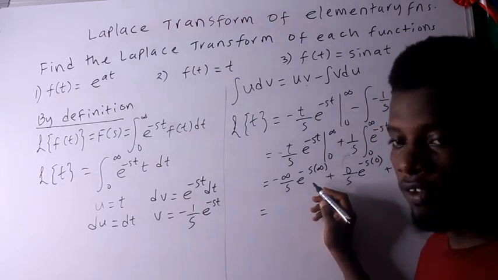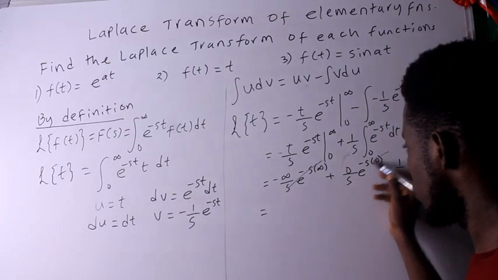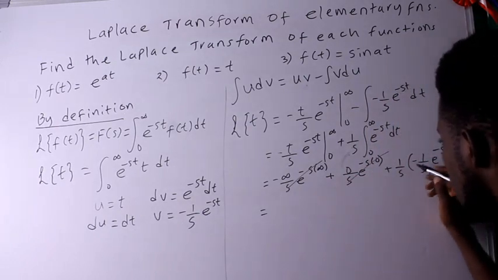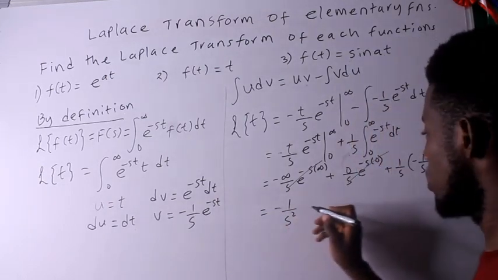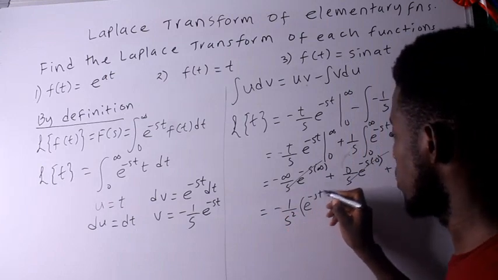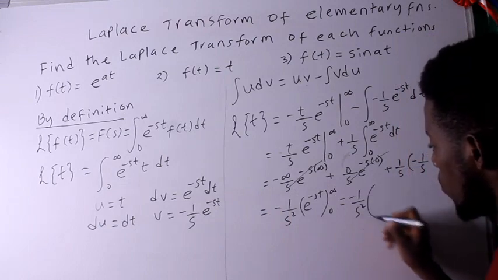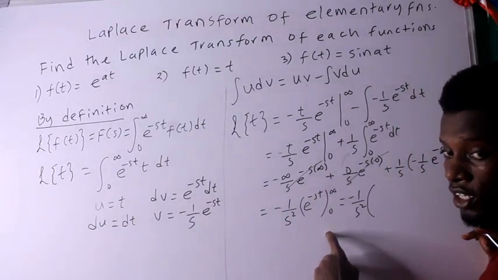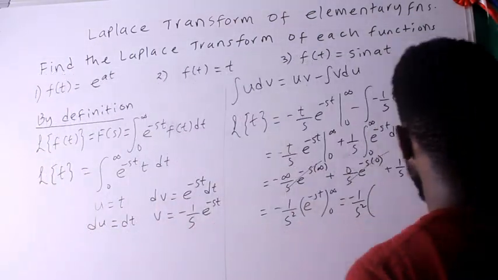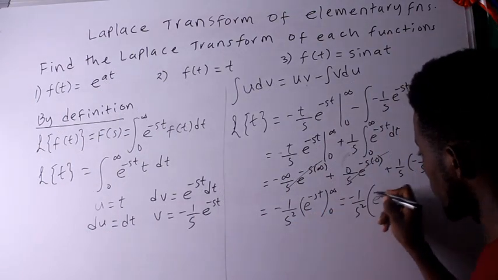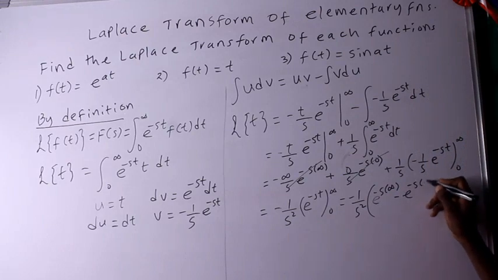s times infinity is infinity. e raised to the power negative infinity is 0, so this goes to 0. 0 times the entire thing also goes to 0. We're at the level of this. So here, this will be negative 1 over s squared, and then e raised to the power of negative st from 0 to infinity. We're actually evaluating, so this negative 1 over s squared is out here. We're evaluating e raised to the power minus st from 0 to infinity, because that is the function of t. Great. So if we do this, it's e raised to the power of minus s times infinity minus e raised to the power of minus s times 0.